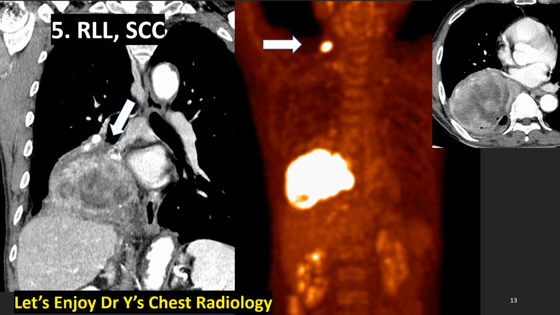Collapse overlapping the right diaphragm. Not collapse, just a large mass involving the right lower lobe, saving the border of the right diaphragm, with a normal right middle lobe. This is also squamous cell carcinoma. We also see supraclavicular lymph node enlargement involvement on the second image of the PET-CT.